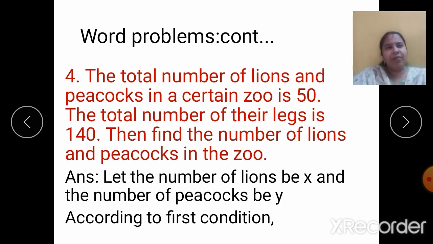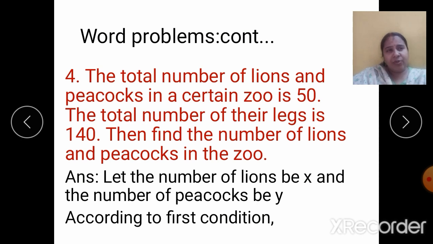The total number of lions and peacocks in a certain zoo is 50. The total number of their legs is 140. Then find the number of lions and peacocks in the zoo. Okay. So as I told you, the first step will be proper assumption, and it will start from the last step of the question, last statement of the question. So read it. Number of lions and peacocks in the zoo.